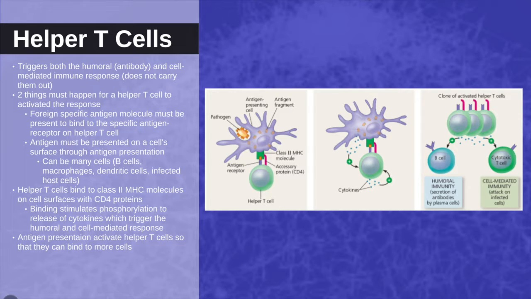This binding stimulates a phosphorylation cascade within the helper T cell that stimulates the release of cytokines, which triggers the humoral and cell-mediated response. This release of cytokines also activates other helper T cells, which really helps further the immune response.